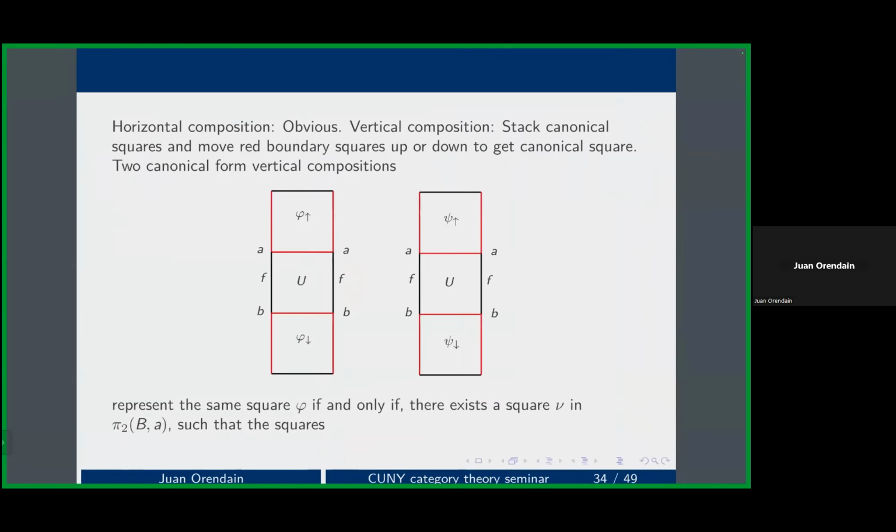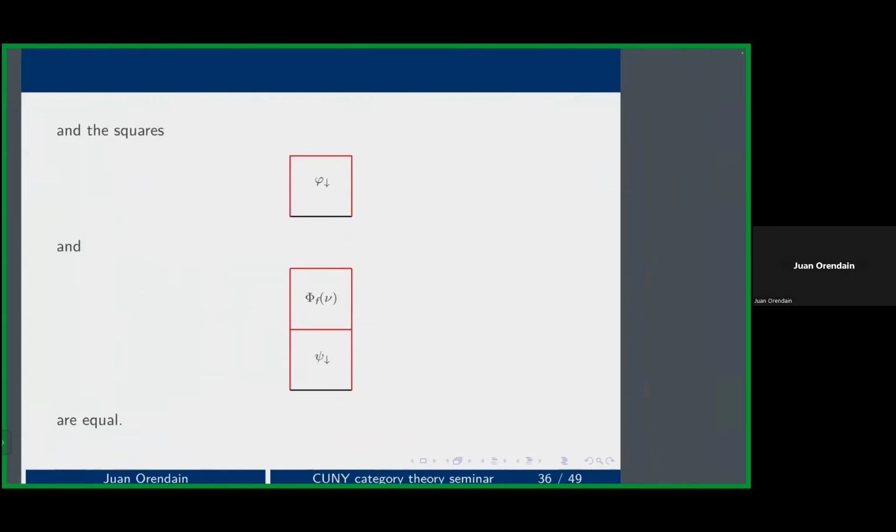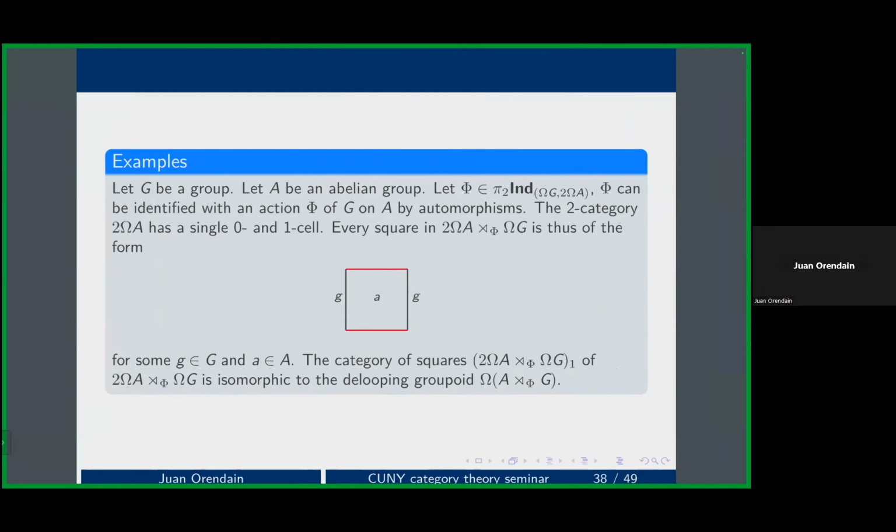There are some representability questions here, but I think I'll skip that. So as an example, if G is a group and A is an abelian group, so as I mentioned, we have this decorated bicategory omega G to omega A, then if phi is a π2 indexing, this is what this is saying, that would be an action by automorphisms of G on A.